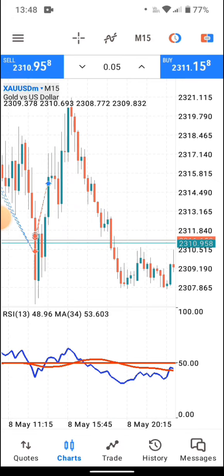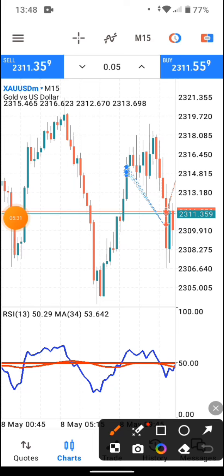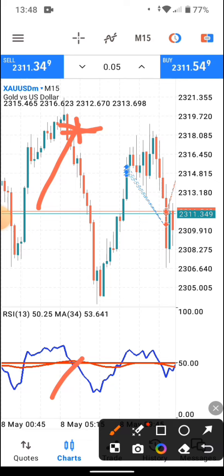So let me show you more stuff for you to see. You look again here. The 34 moving average was below, and if you look here, you can see there was another sniper entry. The market moved down. Just watch till the end. I'm going to show you how to set your TP and your SL, your take profit and your stop loss.